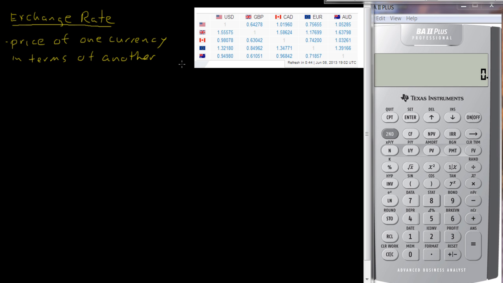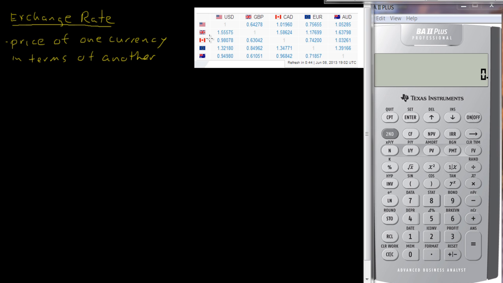And it depends on which side you happen to be sitting on. If you happen to be in the US, the number of dollars it takes to buy 1 pound sterling is a direct quote. But that's an indirect quote if you happen to be in London, because the foreign currency is dollars, and the domestic currency is pound sterling.